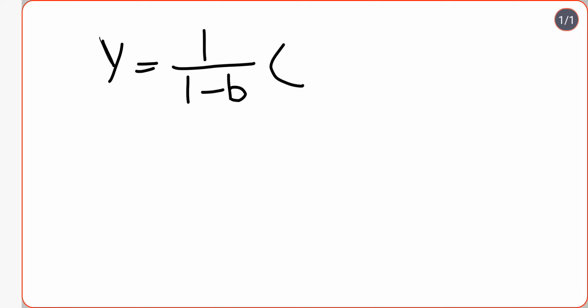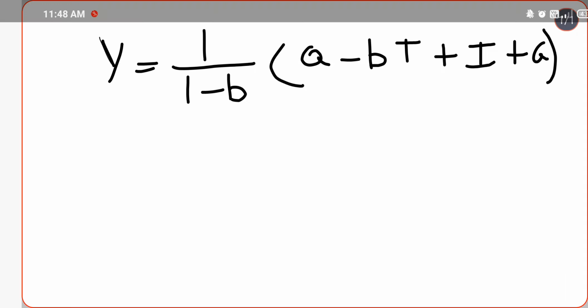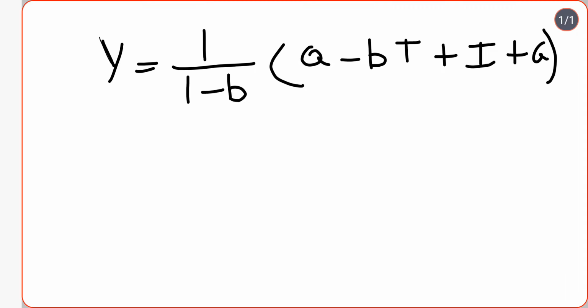So if we write that identity again, what is the form of that identity? The form of the identity is y equals 1 by 1 minus b multiplied by a minus bt plus I plus g. Watch the previous video, then it will be much easier for all of you to understand.